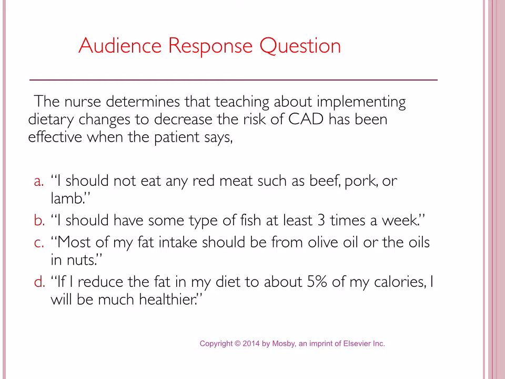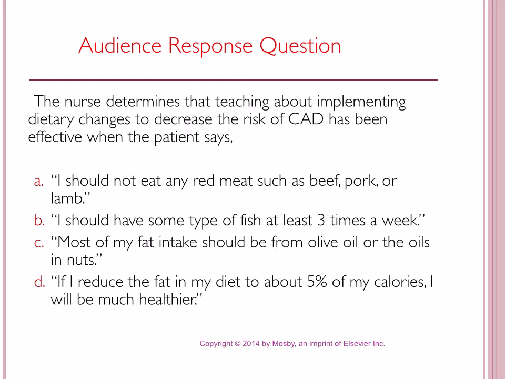So the answer is C. Most of my fat intake should be from olive oil and the oils in nuts. Now, monounsaturated fats are found in natural foods such as nuts and avocados, and they are the main component of tea seed oil and olive oil. Canola oil is 57 to 60% monounsaturated fat. Olive oil is about 75% monounsaturated fat, and tea seed oil is more than 80% monounsaturated fat.